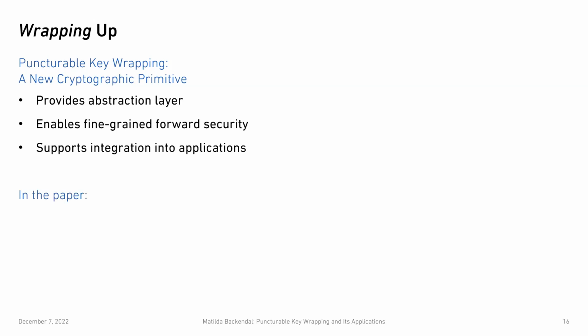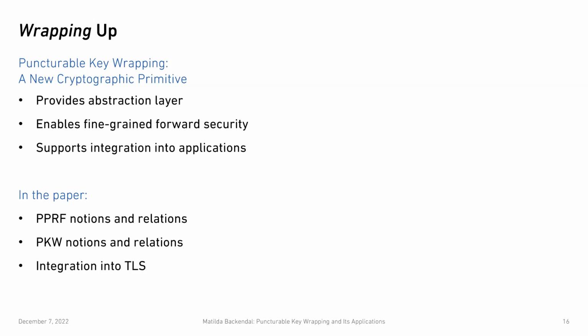And if you're interested to learn more, in the paper, we also explore various security notions for punctuable pseudorandom functions and their relations. As I said earlier, we explore security notions for punctuable key wrapping schemes and relate them. We also provide an integration into TLS, where we recapture the work of Aviram, Gellert, and Jager and improve upon it. And we formalize all of the above in security games and give proofs and bounds.